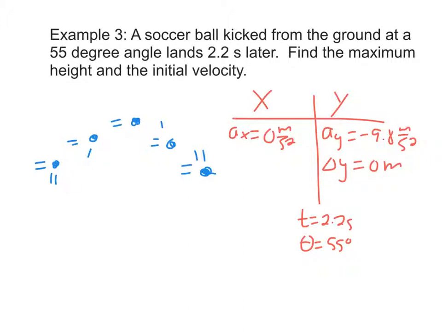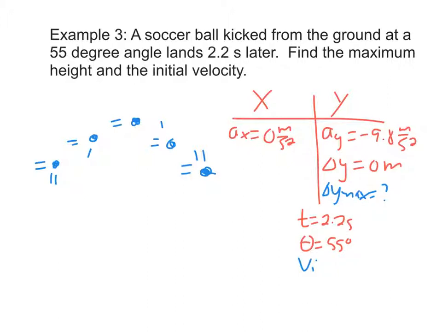Okay, so what are we looking for? We're looking for the maximum height, so we're looking for delta y max. And we're looking for the initial velocity. I'm going to put that in the middle because, again, it's not x or y, it's a combination of the two. So now based on what we're given, we know the time.